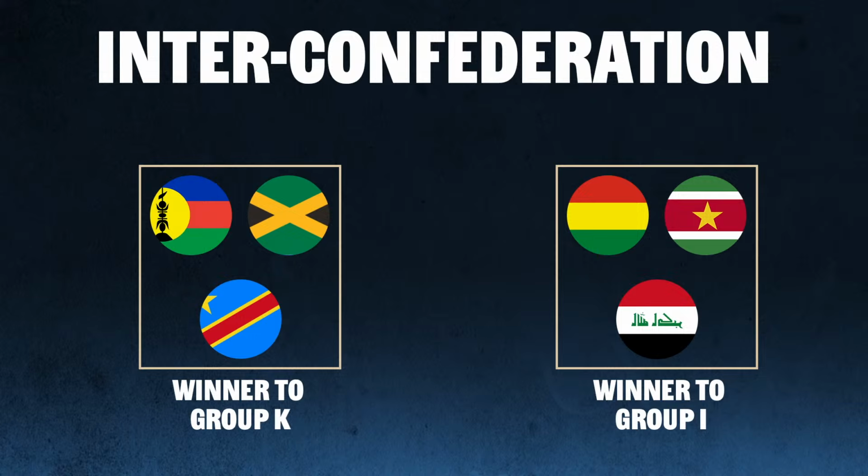All right, let's go to the Interconfederation playoff. This is the one that Jamaica, Andre Blake is in. New Caledonia faces Jamaica. The winner of that matchup will take on the Democratic Republic of the Congo. So the winner of that playoff one, it's called, will go to the Portugal group. That's Group K. Followed by playoff two, Bolivia, Suriname. That goes to the France group, Seba, that you focused on. That's Group I.